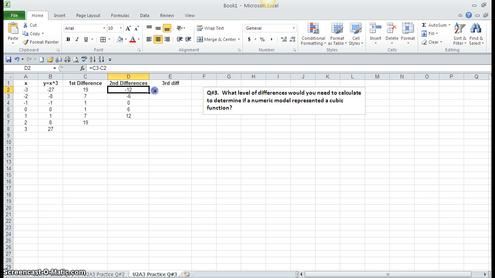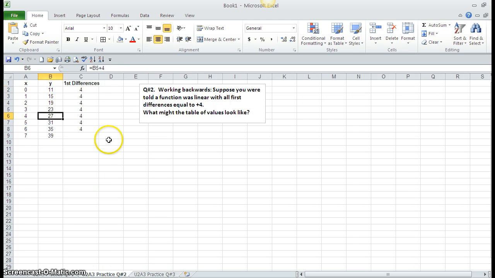So I'm going to copy this formula over to this cell and get this little plus sign. There, third differences for a cubic are all equal. That makes sense. It's a cubic, the third differences are equal. For quadratic, the second differences are equal, and as we saw in question 2, for a linear, the first differences are all equal.